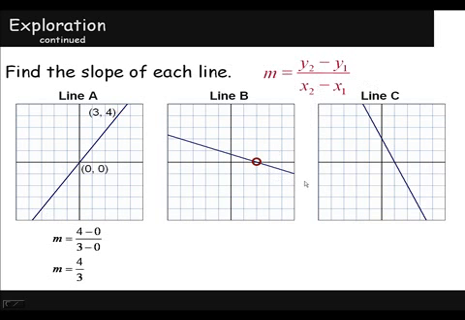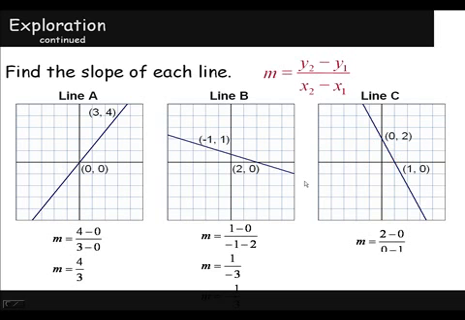Let's do the same thing for line B. We've got the point here at 2, 0, and we've also got a point here at negative 1, 1. Let's use those points to calculate a slope. 1 minus 0 over negative 1 minus 2 is negative 1/3. And finally, line C. We've got a point here at 1, 0, and another point here at 0, 2. If we go ahead and calculate the slope, we're going to get negative 2.